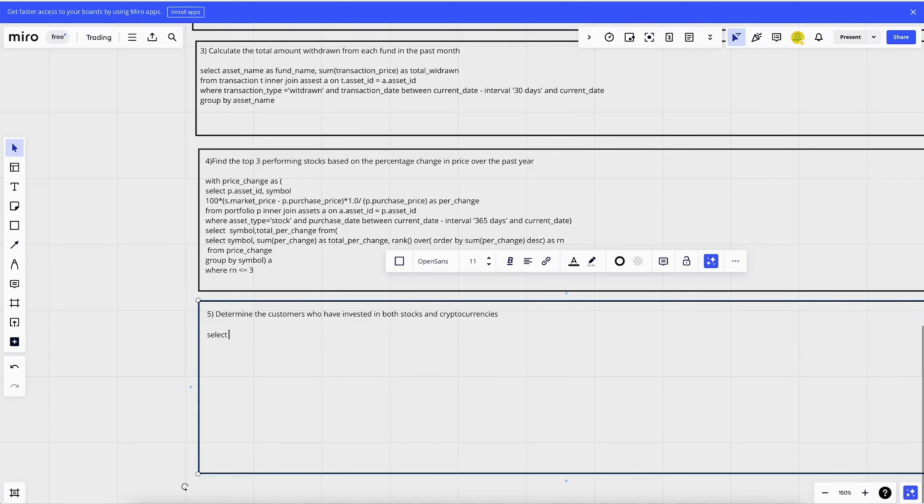So let me start with select user ID. I'll call this one u dot user ID, from user table, do an inner join on portfolio. Because there is no direct join between asset and user, we have to go through portfolio. P dot user ID equals u dot user ID.